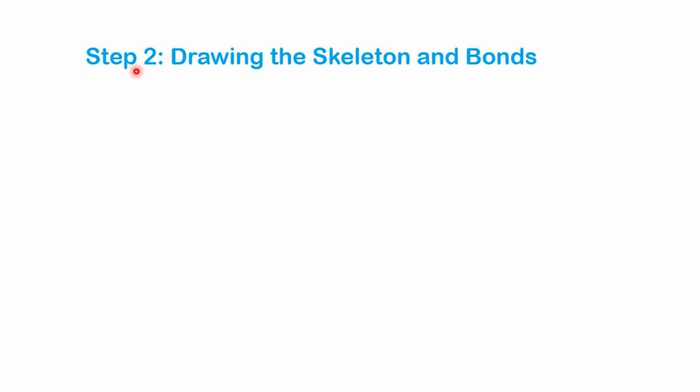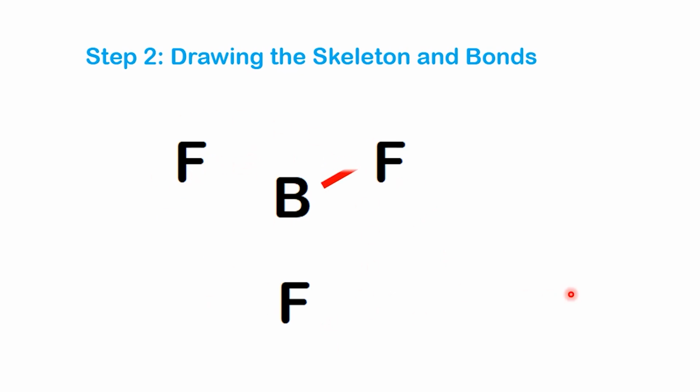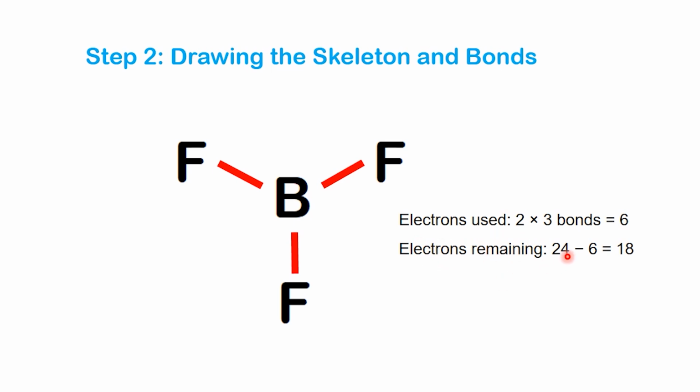Next, we determine the central atom. The least electronegative element, excluding hydrogen, goes in the center. In BF₃, boron is less electronegative than fluorine, so it sits in the center with the 3 fluorine atoms surrounding it. We now draw a single bond from boron to each fluorine. Each bond represents 2 shared electrons, so the 3 bonds use up 6 of the 24 electrons. That leaves us with 18 electrons to distribute as lone pairs.